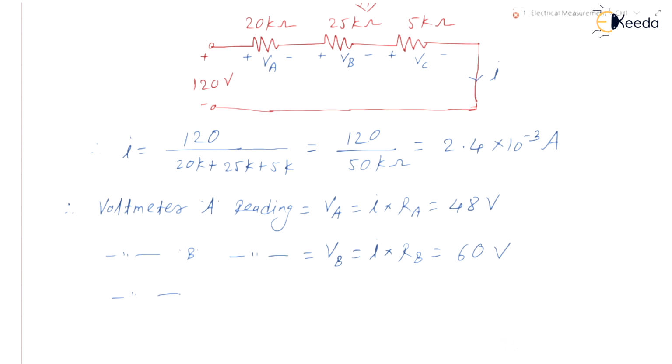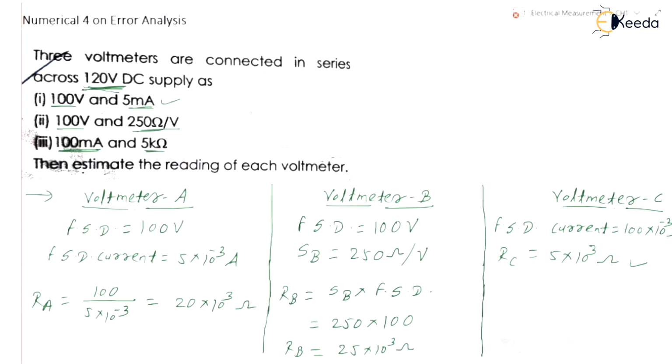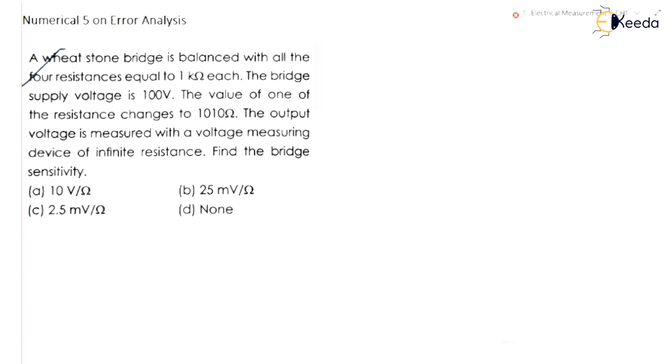And next, voltmeter C reading is equal to VC is equal to current I into RC. Current I is 2.4 into 10 to the power minus 3 into resistor, that is 5k, which is 12 volt. Okay, so reading of the first voltmeter 48, second voltmeter is 60, and third voltmeter it will be 12 volt, right? So this is about the numerical number 4. In the next video we are going to discuss numerical number 5, on error analysis.